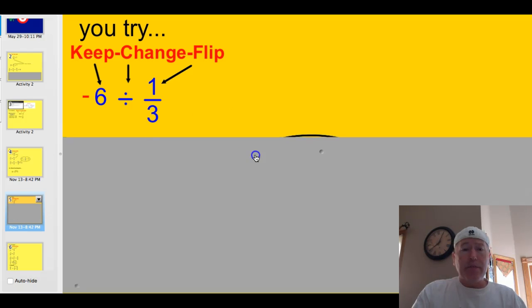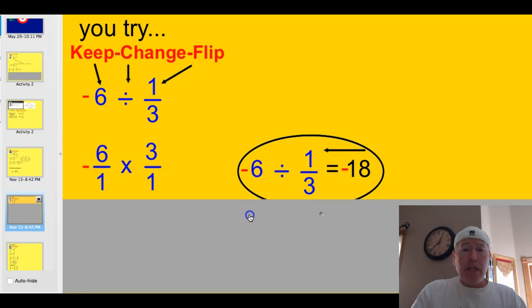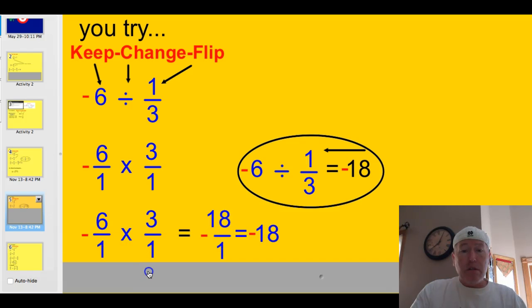All right, let's see how you did. Well, did you keep that sign? Keep the first one and keep the negative. So we change this to a negative 6, or negative 6 over 1, times. We change the sign and then we flip this to the reciprocal. Multiply straight across. Negative 6 times 3 is a negative 18. 1 times 1 is 1. So we have a negative 18 over 1, which is a negative 18.